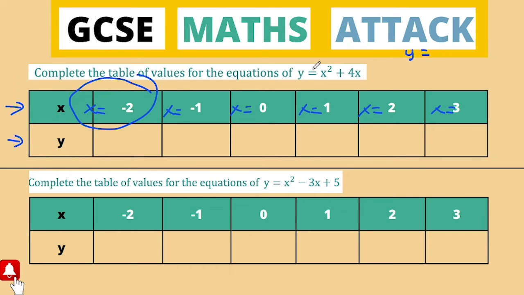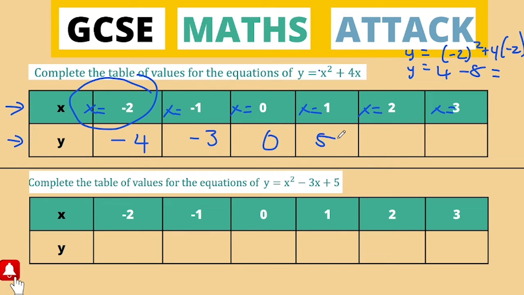So y is equal to minus 2 squared plus 4 times minus 2. So minus 2 squared is 4, 4 times minus 2, which is minus 8, 4 take away 8 is minus 4. Right, then the next one would be minus 3, and then 0, 5, 12, and 21. So all I had to do was substitute all these values over here, and that's all I've done throughout.